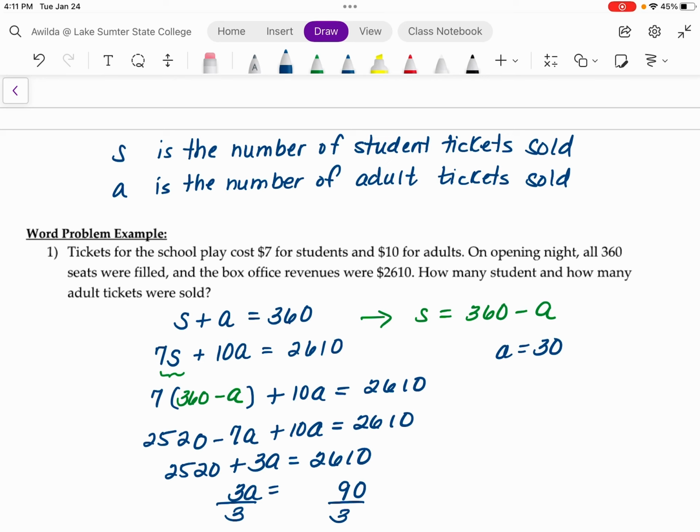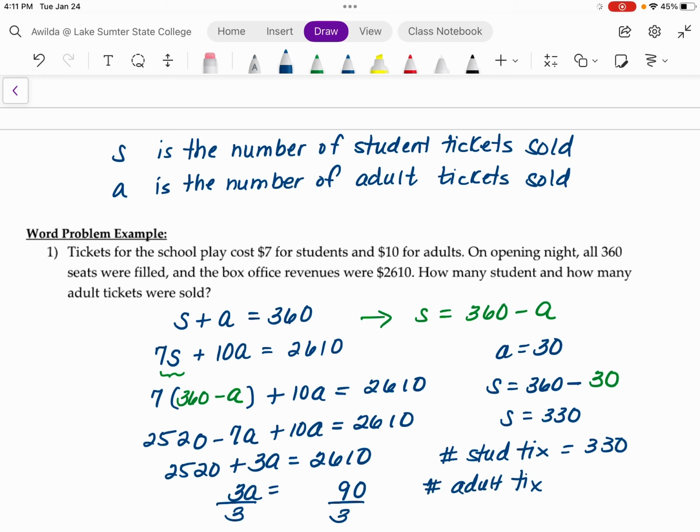Now to solve for S, notice here that in green I have that S is equal to 360 minus A. So S must equal 360 minus what A stands for, which in this case is 30. Therefore, we have that S is equal to 330. That means that the number of student tickets is 330, and the number of adult tickets is 30.